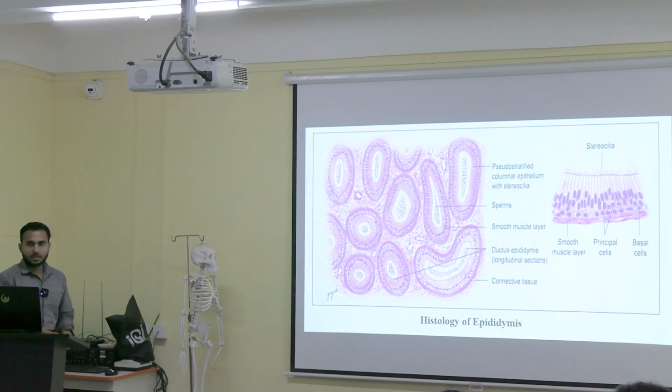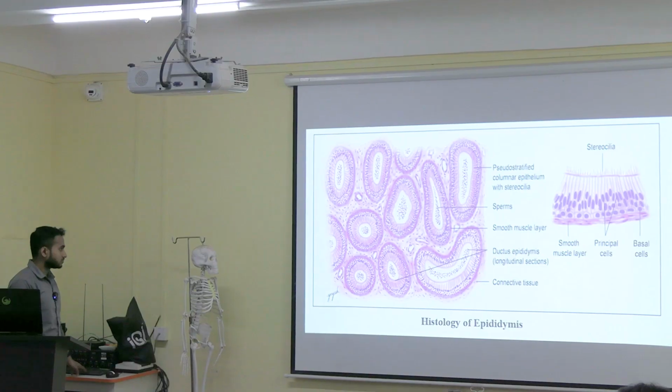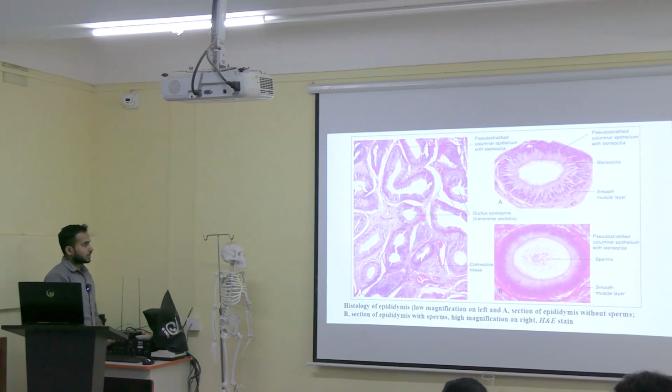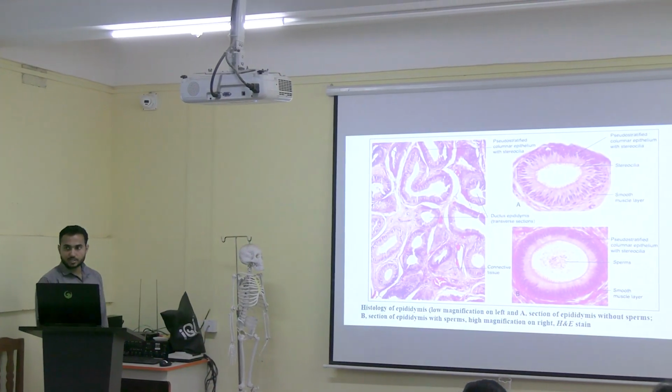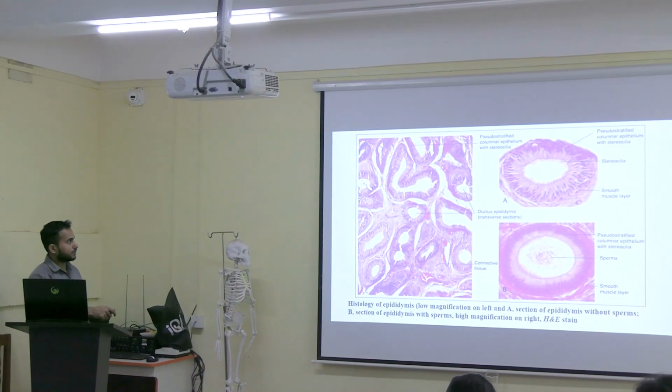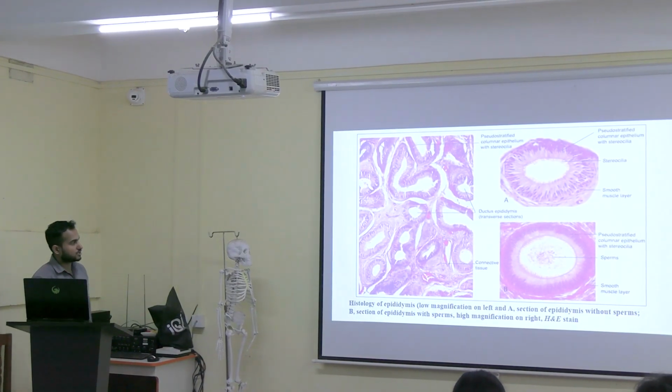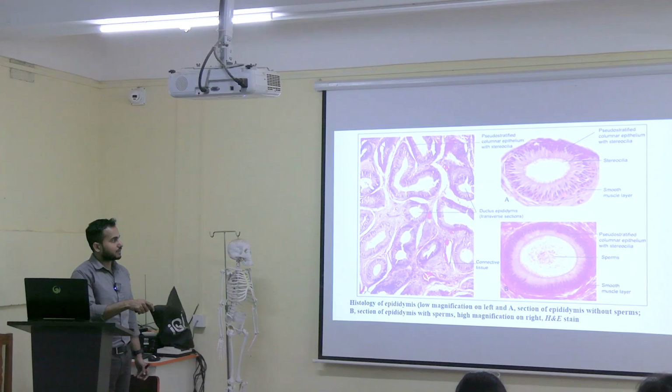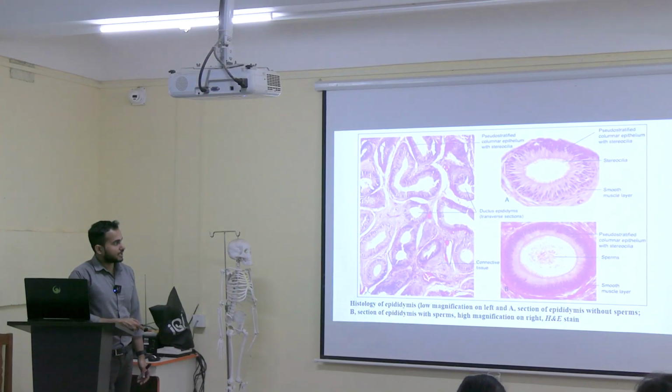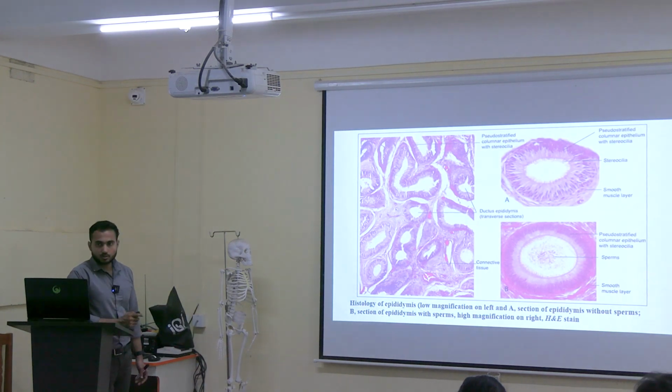Okay, so this is about the histology of epididymis. The previous one was the schematic diagram. This is the original low power image of epididymis, and these are the high power images of epididymis, where you can see the sperm cells which are present. Here you can see the stereocilia also, and this is the pseudostratified columnar epithelium. And this is the smooth muscle layer.